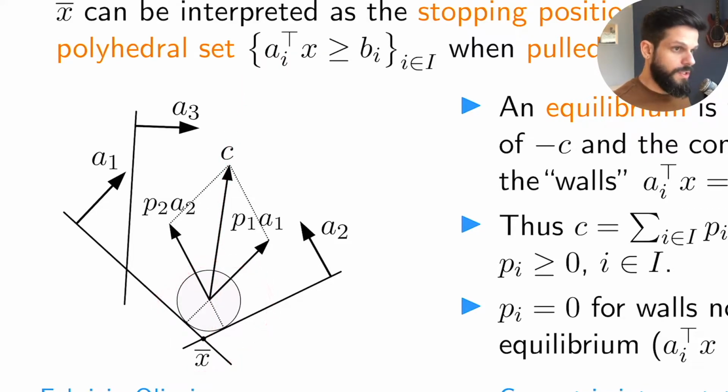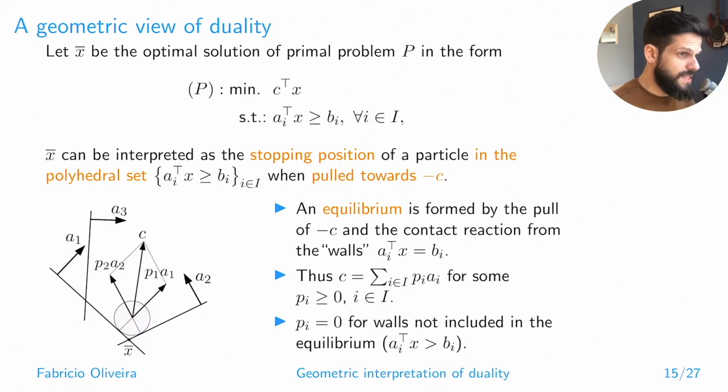exactly this point, right? At this point here, what you have is this equilibrium caused by the reaction from this wall and the reaction from this wall, by the action of pulling this into this direction. It's precisely this equilibrium. It is formed by looking at these vectors a1 and a2, and they end up being scaled accordingly by these multipliers p, such that these two vectors are in equilibrium with the vector minus c.